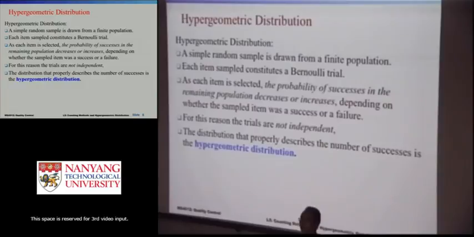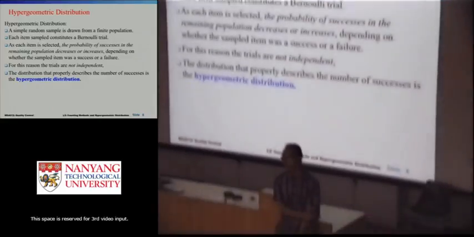So previously, when we talked about a binomial distribution, one criterion is that each trial has the same successful probability. For each trial, the value of p is the same, right? When this condition is not satisfied, we need to use the hypergeometric distribution. Let me give you one example.